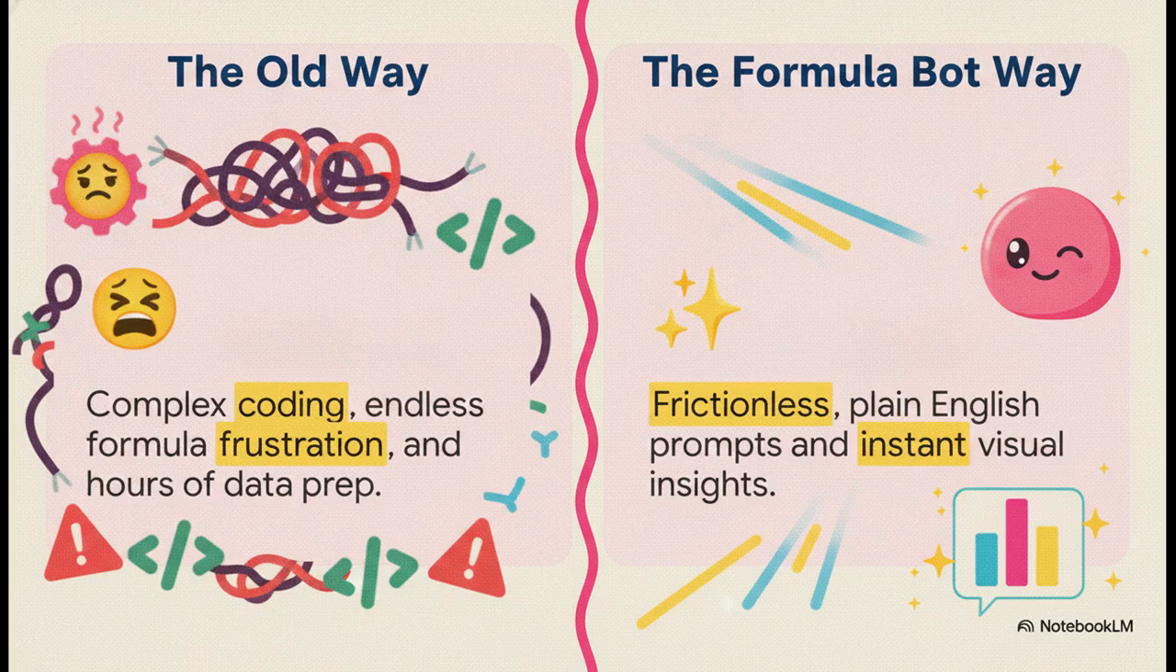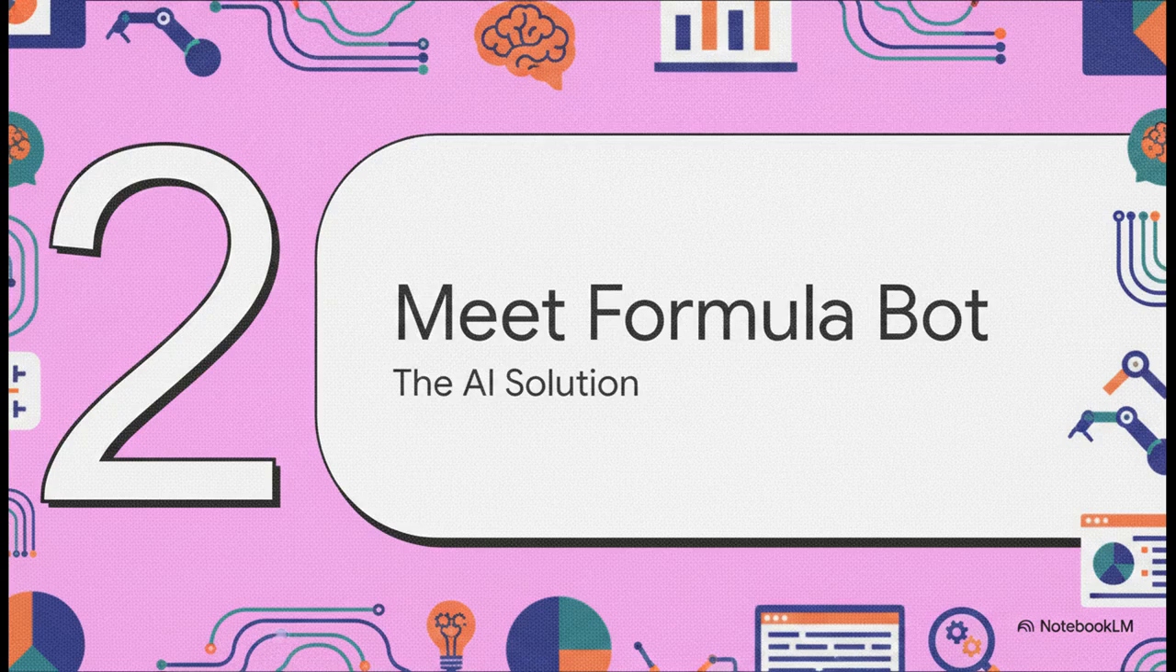So, we've got a really stark contrast here. The old way is just a manual grind. We're talking complex coding, endless formula frustration, and hours upon hours of tedious data prep before you can even start analyzing. But the FormulaBot way? Total game changer. It's frictionless, plain English prompts, and instant visual insights. We're literally moving from a world where you have to speak the computer's language to a world where the computer finally speaks yours.